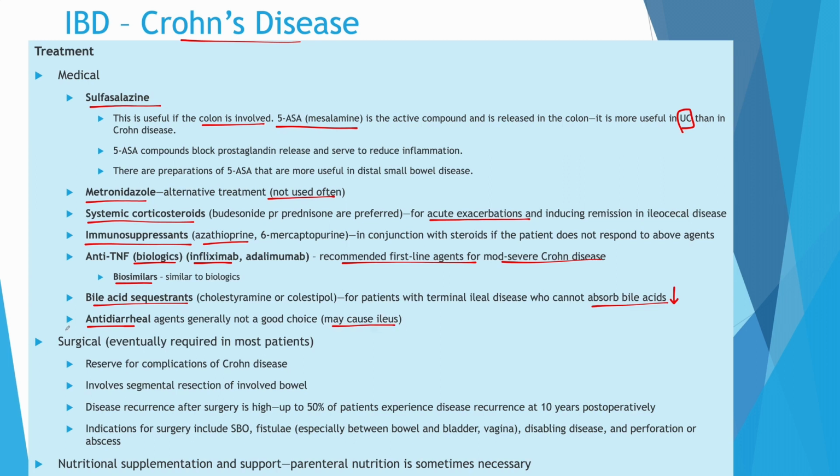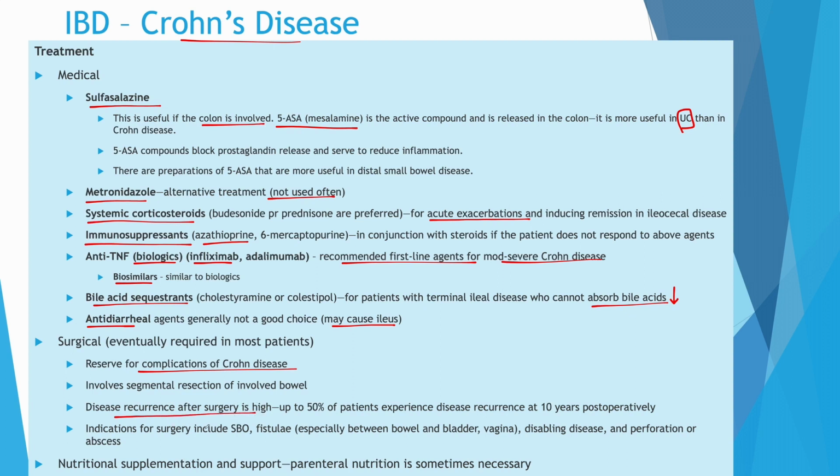These patients occasionally might need surgery, and it says eventually required in most patients, but it's usually reserved for complications of Crohn's disease. So patients that develop fistulations or have a really inflamed segment of bowel that is just not improving with medications, you can't get remission. The only thing is, it's not like you can just take the whole small bowel out. You can't do that. So you do get disease recurrence even after surgery.